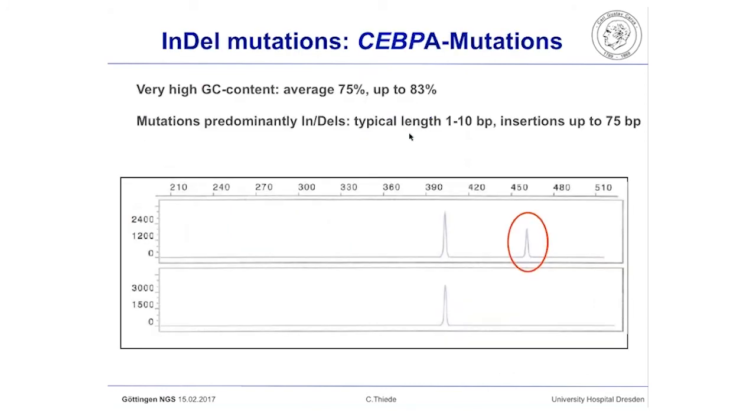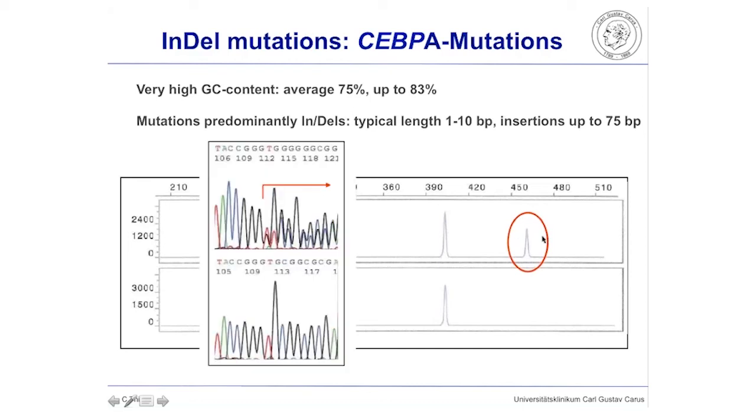Another aspect where we have seen problems is the detection of InDel mutations. One example already mentioned is the CEBPA-alpha gene, an extremely GC-rich gene with GC content up to 83% in certain regions. And the mutations here are typically InDel mutations, which are on average 1 to 10 base pairs long, but can be up to 75 base pairs. And you see here one example in the fragment analysis. This is the wild type signal, and this is the mutant signal, which is longer than the wild type signal. And you see this very easily due to the frame shift in Sanger sequencing.